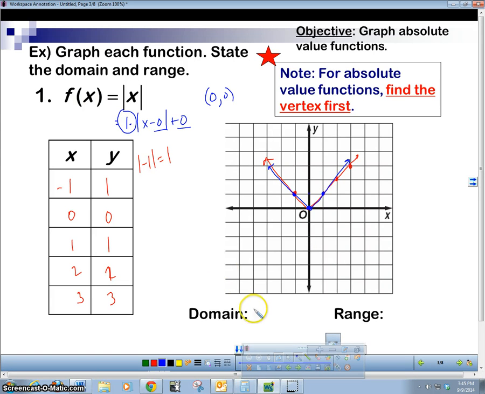But let's first write the domain. All real numbers, remember, because it's always all real numbers. And the range are y values that are greater than or equal to 0. Okay, remember, because that's where the vertex is. Okay, let's see another one.